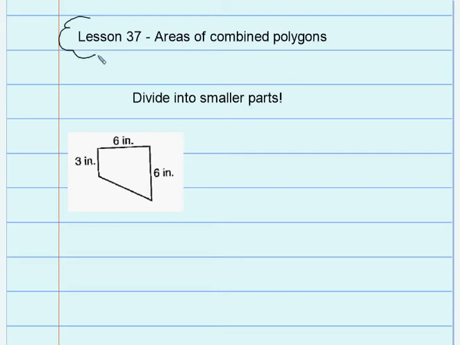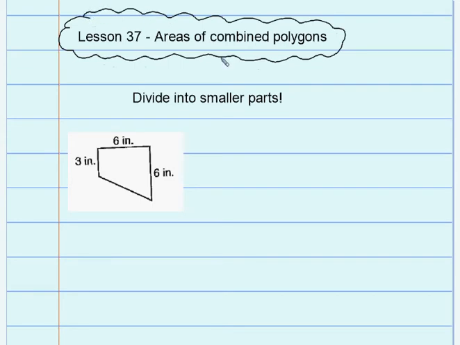Hi class, this is course 3, lesson 37. We are talking about areas of combined polygons. And so we're going to look at just four examples today where we're dividing the figure into smaller parts.